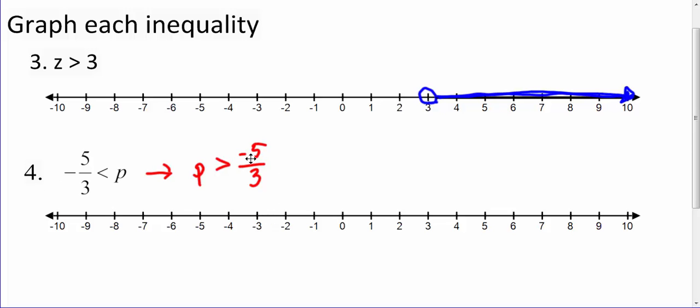Now you have to think about negative 5/3. That's the same as like p is greater than negative 1 2/3 or 1.67, something like that. So we're going to estimate negative 1.67 and then put an open circle. And again, this is a greater than, so our line should go to the right.